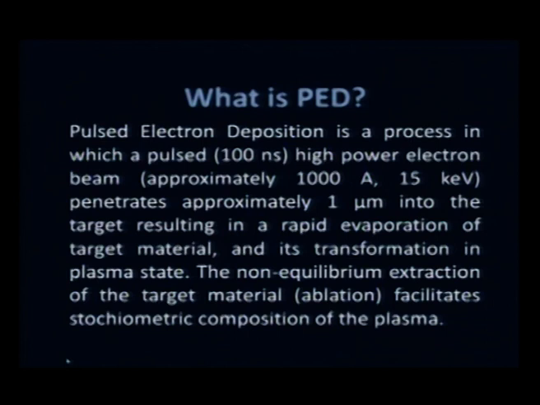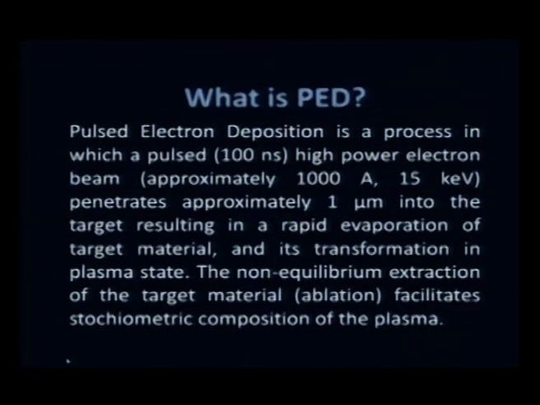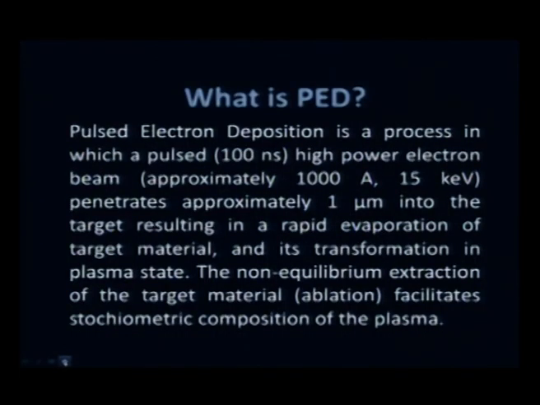Pulse electron deposition is a process in which a 100 nanosecond high power electron beam, which is approximately of the order of 1000 angstrom at 15 kilo electron volt, penetrates about 1 micron deep into the target, and as a result there is a rapid evaporation of the target material, and this transforms into a plasma. So once it is a plasma, it gets deposited on the desired substrate, which is actually a non-equilibrium extraction of the target material, and because of this nature of transporting the ions and the atoms, you can ensure a fully stoichiometric composition of the plasma, and that way we can make a single crystalline film.